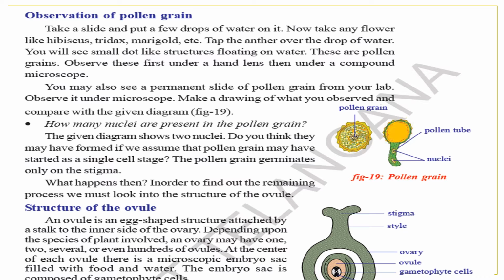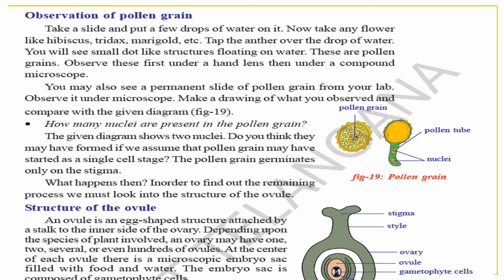Do you think they may have formed? We assume the pollen grain may have started as a single cell stage. The pollen grains germinate only on the stigma. What happens then? In order to find out the remaining process, we look at the structure of the ovule, which is given here. An ovule, what is the shape? It is an egg-shaped structure attached to a stalk.